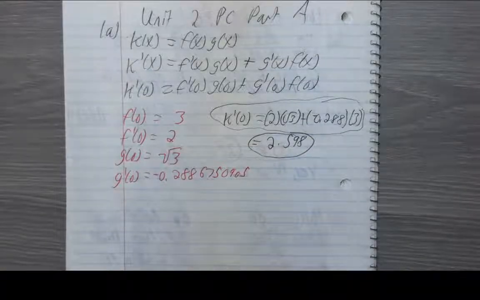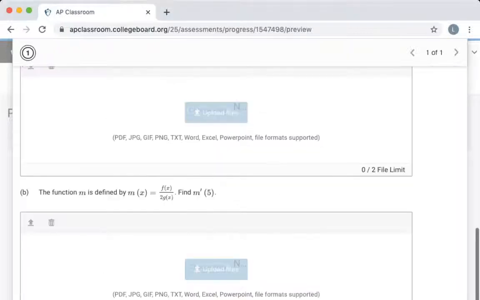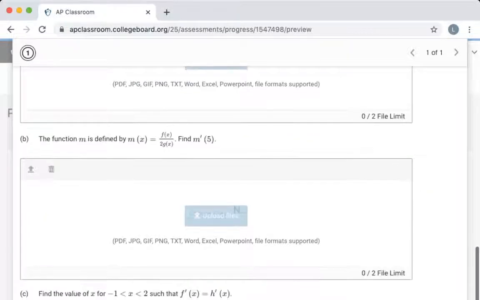All right, that was 1A. Just basically product rule and then using your calculator. Okay, scrolling down to B. The function m is defined by, let me go to this page, should be fine. So m is defined by f of x divided by 2g of x, and we want to find m prime of 5.